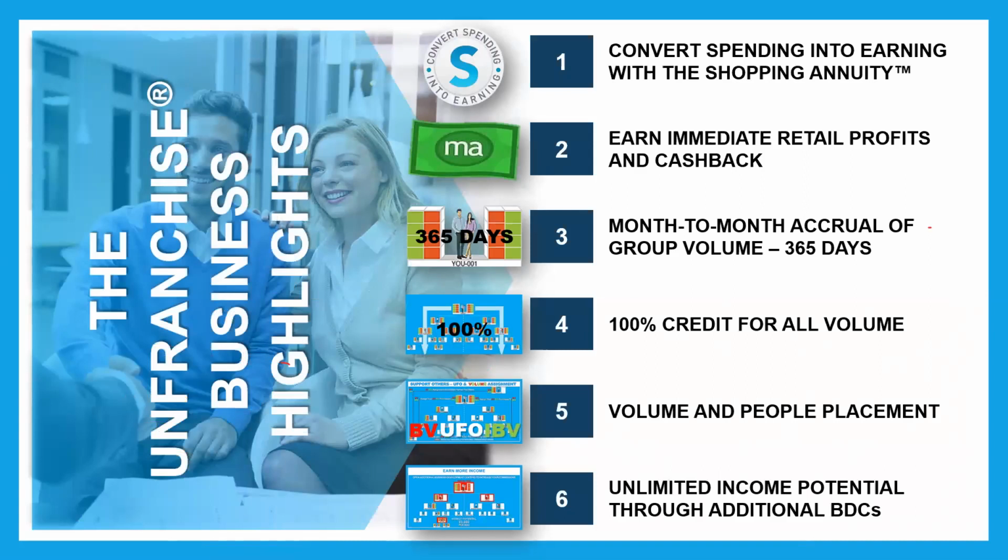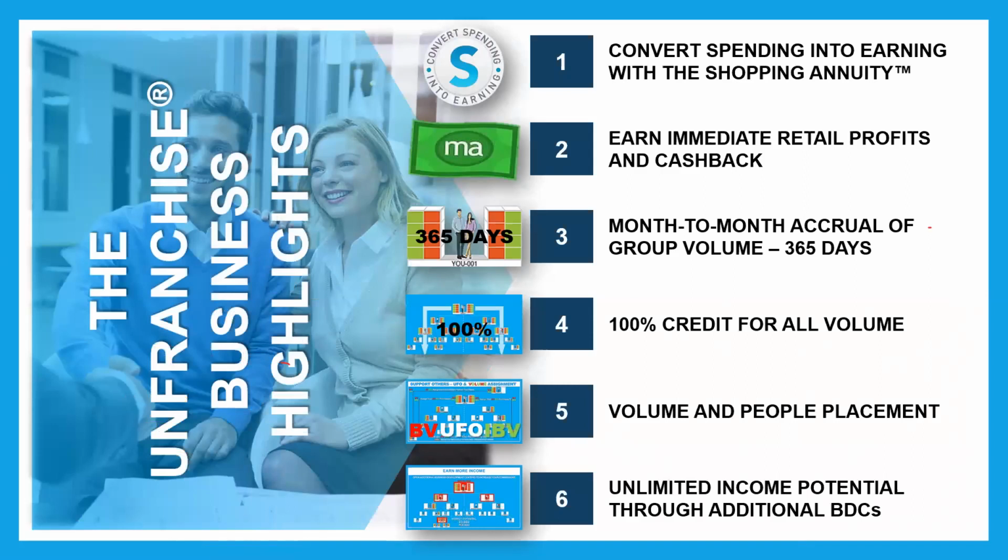And number 2, we earn immediate retail profits and cash back. When you share and promote our great products with people, they pay the retail price and we pay only the cost price, so we get retail profits immediately. And obviously the cashback is available for our customers. And number 3, month-to-month accrual of group volume, which is 365 days for both BV and IBV.